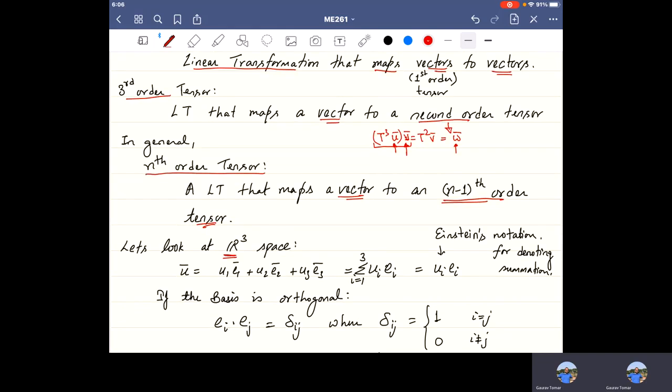Now let's look at R cube space. In whatever we discuss from here on, we'll limit ourselves to the R cube vector space only, although most of these concepts, if not all, will also be applicable to n-dimensional vector spaces.